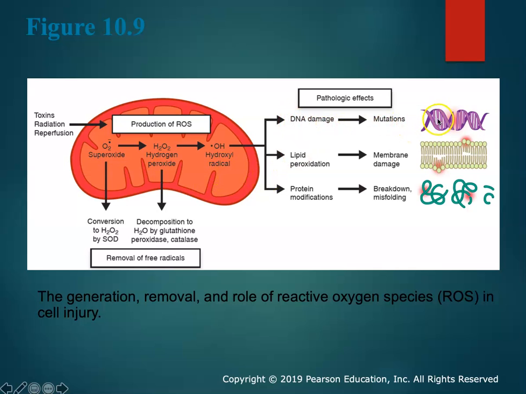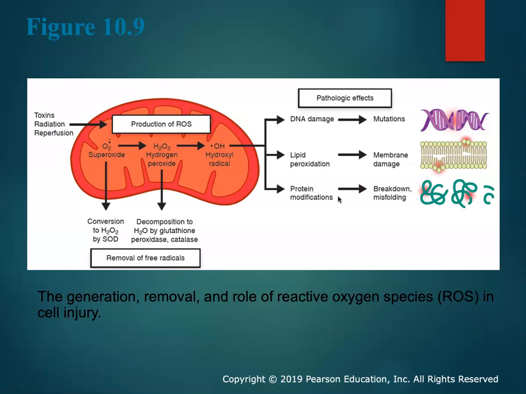Can actually cause mutations in the DNA, can cause effects on lipids. So lipid peroxidation, particularly if you think about phospholipids that make up the plasma membrane, it can destroy those. And also can lead to protein modifications that will lead to dysfunction of enzymes, so can actually cause misfolding of proteins. So you can see how these are pretty nasty in terms of what they can do to the cell if they're not taken care of.